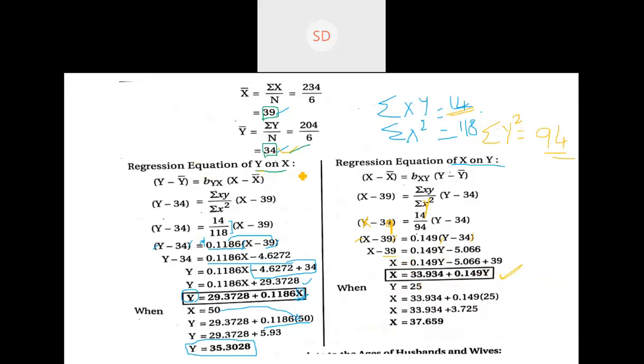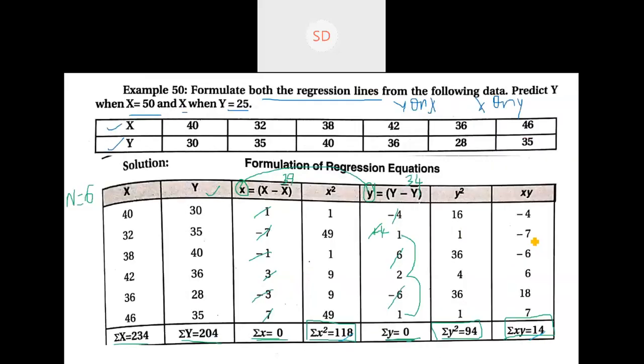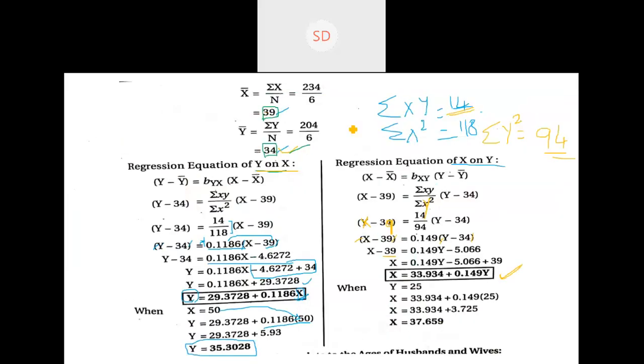So we finished y on x. So this is the x on y regression equation. Now going back to the problem again, they have asked us here, predict x when y is 25. See the second part. Okay, predict x when y is 25. So in this we are supposed to substitute the value of y to be 25, and then we will have to calculate the value of x.